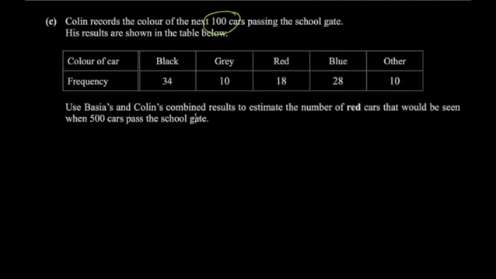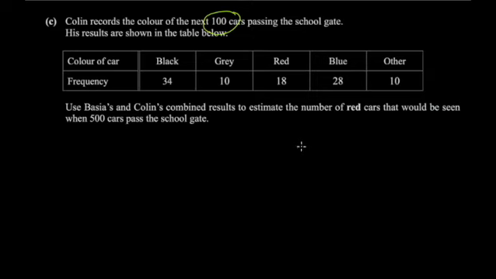It'd be easier to handle. Okay, so here you're asked to use base year's results from previous, and then Colin's results from here, to estimate the number of red cars that would have been seen when 500 cars passed the school gate.